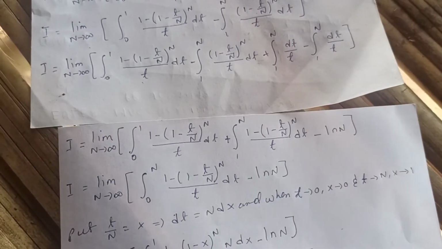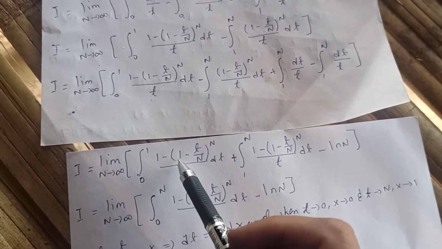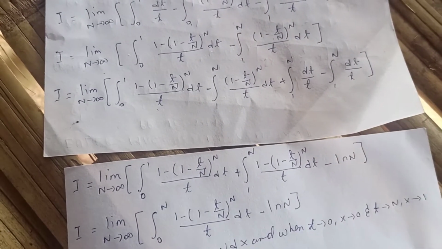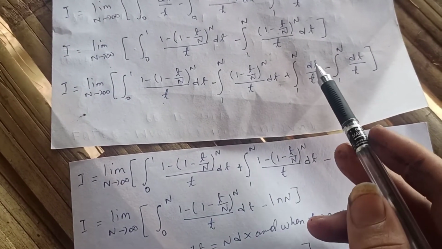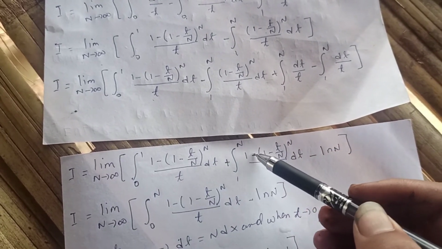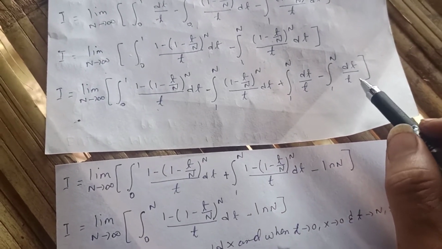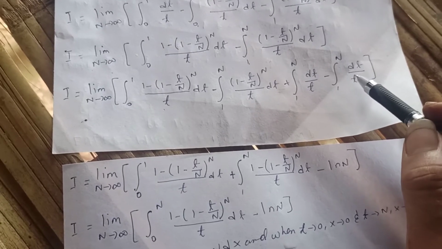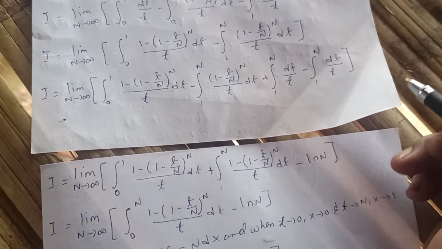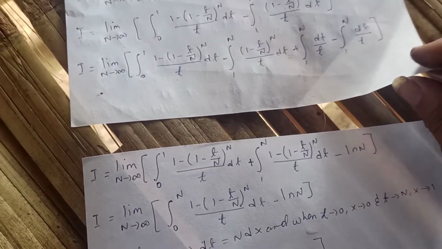So this is the continuation part here. Our integral I is the limit as n tends to infinity of the integral from 0 to 1 of (1 − t/n)^n upon t dt, plus the integral from 1 to n of (1 − t/n)^n upon t dt. The integration of 1 by t is nothing but log t, so with limits 1 to n, we get log n minus log 1. Since log 1 is 0, we are left with only log n, the natural log.